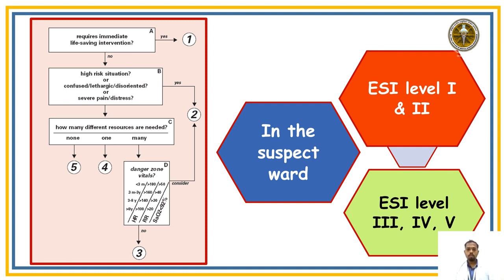In this suspect ward, ESI level 1 and ESI level 2 patients may be categorized and put in a separate isolation unit, whereas ESI level 3 and ESI level 4 patients may be shifted to either a normal area or elsewhere, which we can see in our next modules.